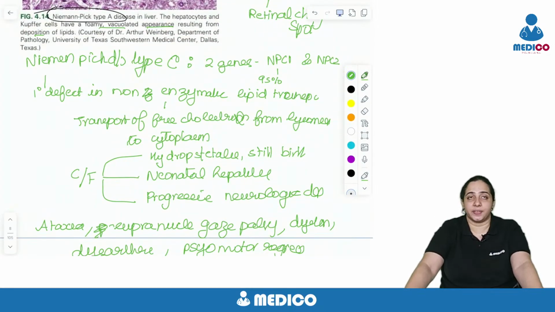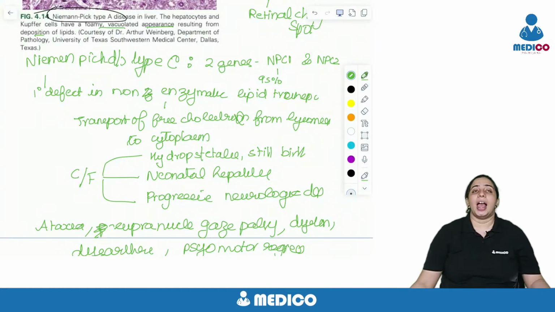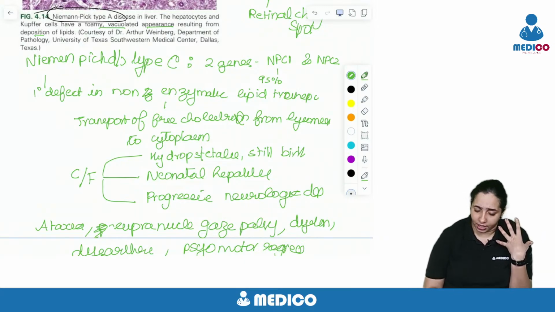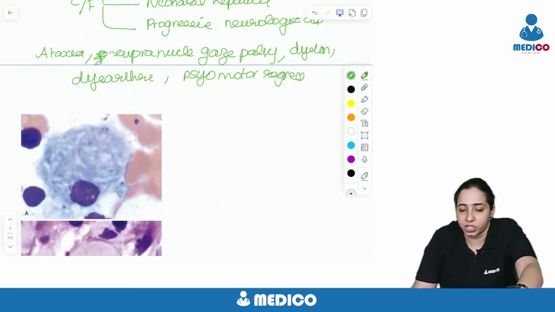Now, Niemann-Pick C is very different from type A and B. Here, it is not the sphingomyelinase that is deficient, but rather there are two genes, that is NPC1 and NPC2, that have been mutated, and that leads to a defect in the non-enzymatic transport of lipid, that is in the transport of free cholesterol from the lysosome to the cytoplasm, and it usually presents at birth and has very severe prognosis. That is, it presents either as hydrops fetalis or as neonatal hepatitis or with progressive neurological disease.